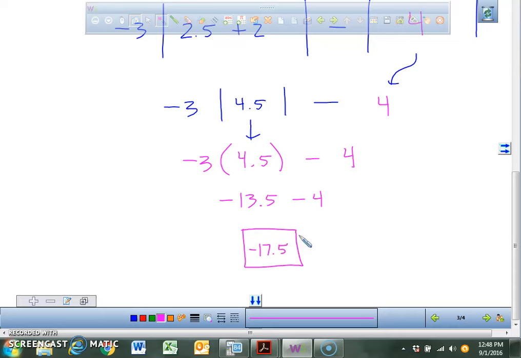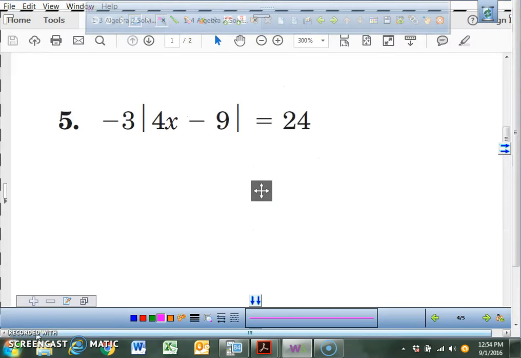What I would like you all to do right now is do 2 and 4 on your own. And when you get an answer, check it with the person around you to see if they got the same answer you did. Okay? Okay, you guys look at problem number 5.